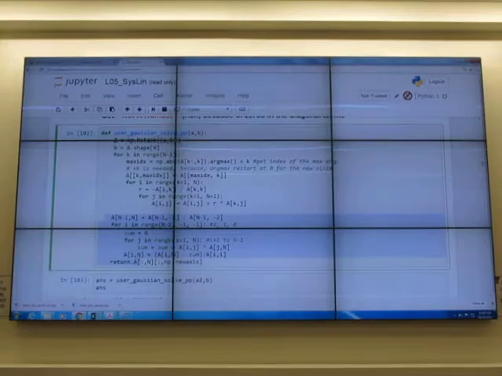Okay, come on, we do Gaussian elimination. The first step is elimination. The second step is substitution. Please, you must know it, okay?